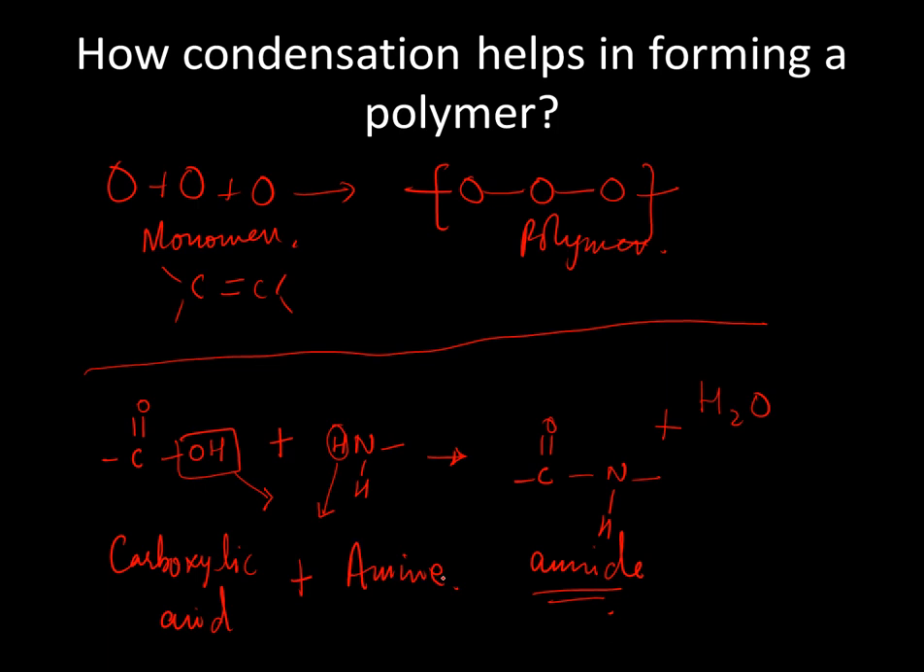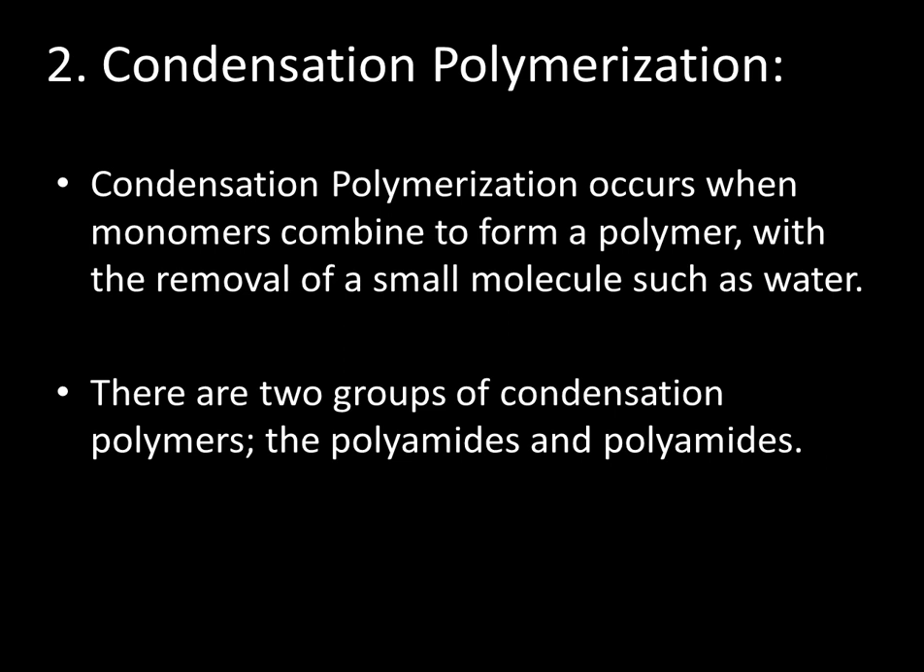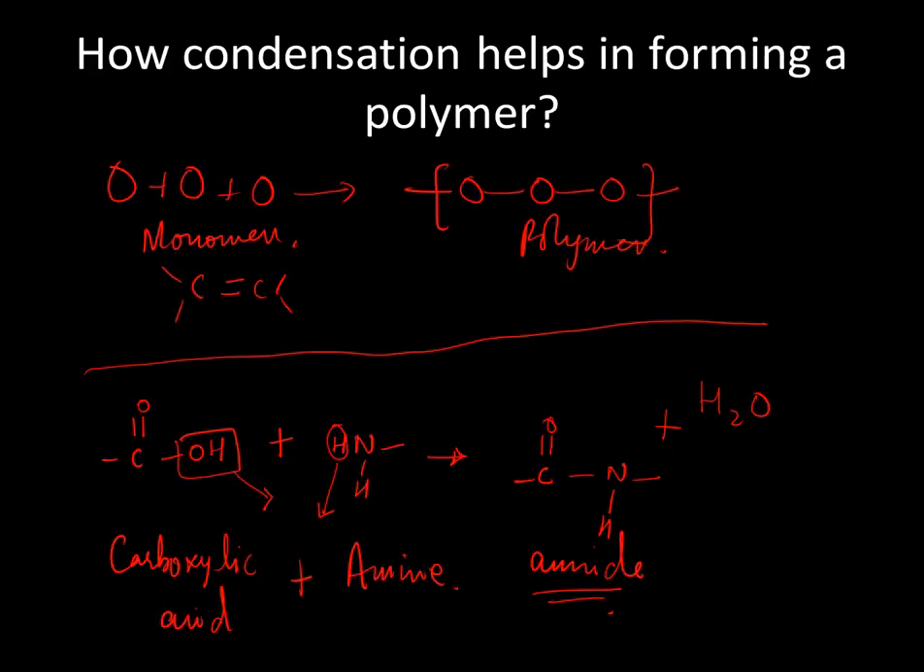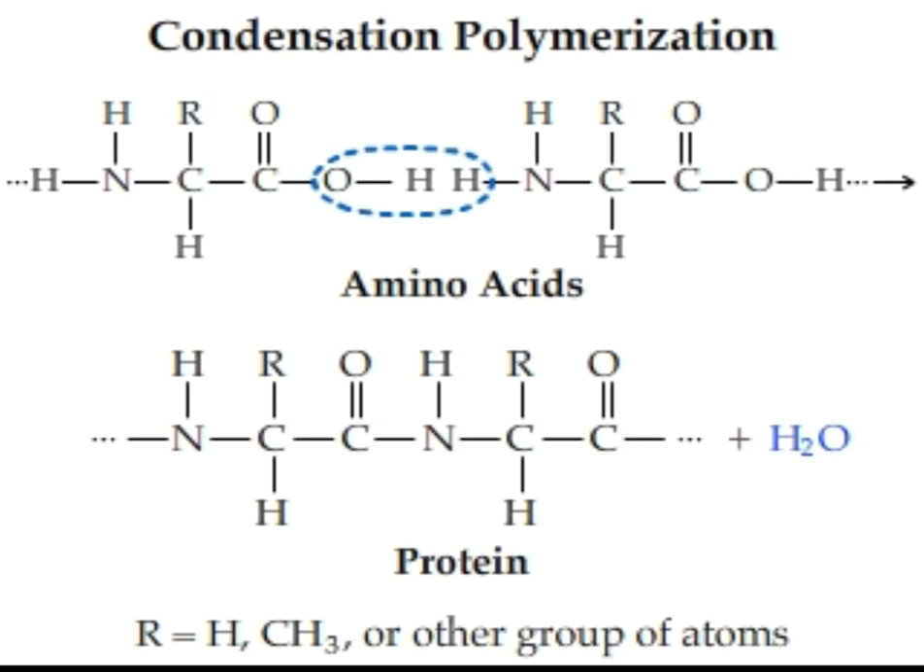Now I will come on the definition again. You see, it is defined as the monomers will combine with the removal of a small molecule such as water. This removal of water is the condition of condensation polymerization. We will understand it with the help of example. You see, in this example, a carboxylic acid having a COOH group is shown with an amino group.